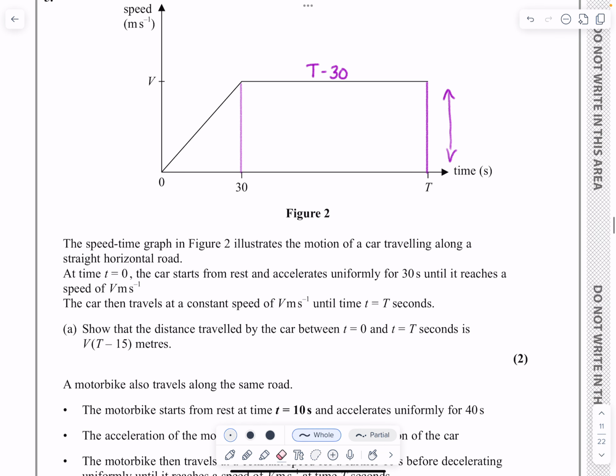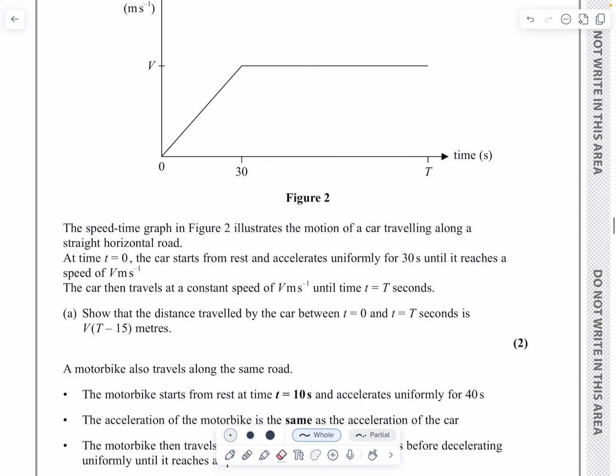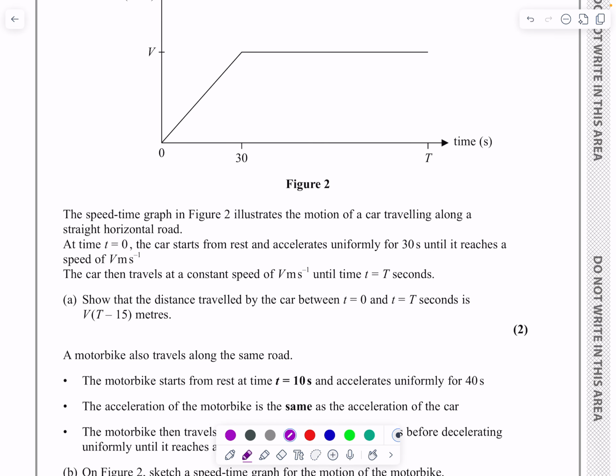So I'm going to get rid of the stuff that I had previously just because it will be in the way here, and then let's just look at the information it told me and put it on. So it says it starts from rest at t equals 10 and it accelerates uniformly for 40 seconds, and it's going to be the same acceleration. So here 10, this line being parallel to the original line, and I've got to go to 40 seconds here, so that's 10 there. Now does it take 40 seconds? Sorry, what did it say? Takes 40 seconds, so that's going to be 50 seconds there.